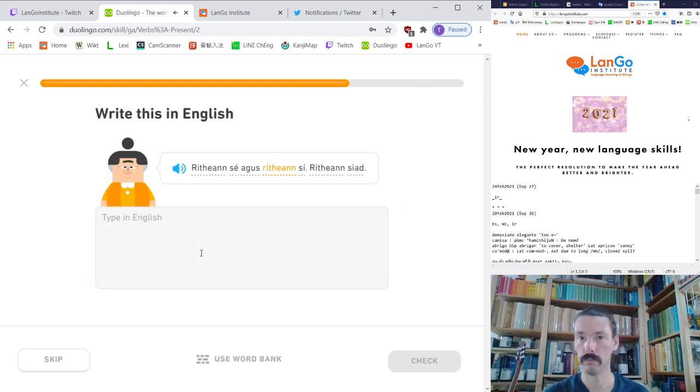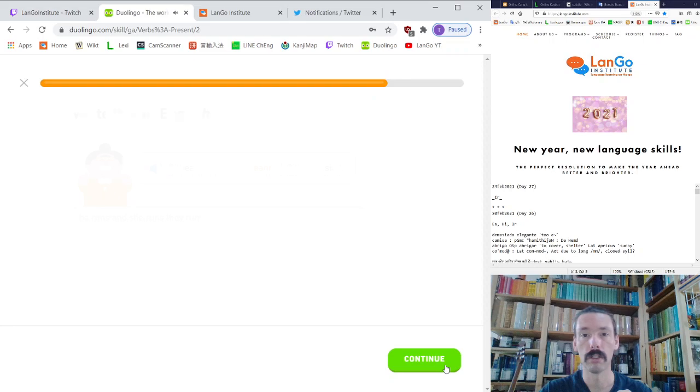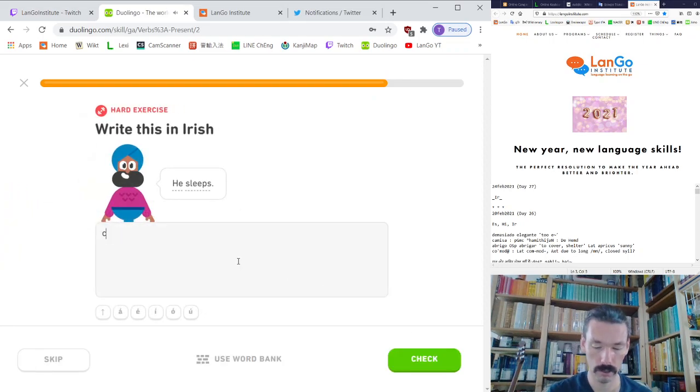Rithann sé agus rithann sí. Rithann siad. With the word order, verb first, then subject. He runs and she runs. They run. Two sentences. I'm not going to bother to punctuate because it's not needed for this. Note that the verb, I wonder why it's only highlighted there, has the same form for all of these persons. It's different for the I form and the we form, but the rest is the same in this tense. He sleeps. Codlaíonn is the spelling. Sé.